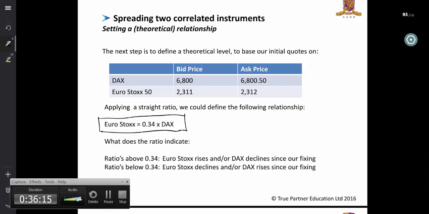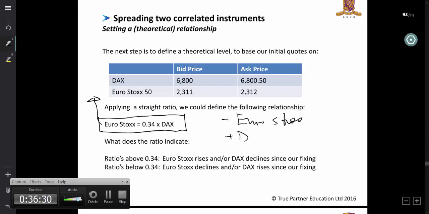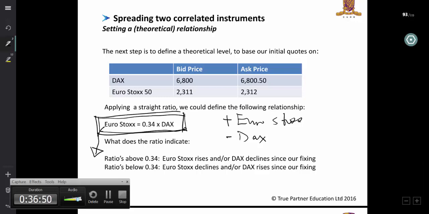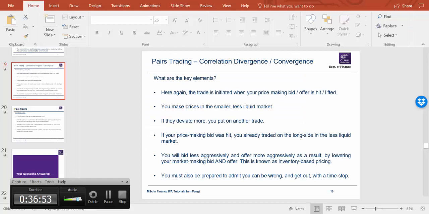But if you are right, then the moment the Euro stocks is too expensive, you would try to sell the Euro stocks and buy the DAX. The moment the Euro stocks is too cheap, you would do the opposite. What do I mean by too cheap, too expensive? Well, it's governed by this relationship here. I think that's all I want to say for now.